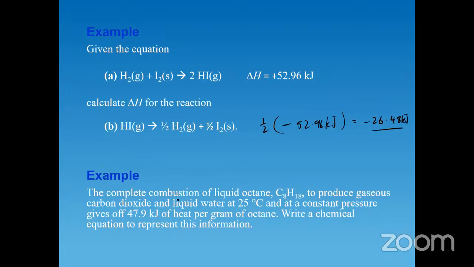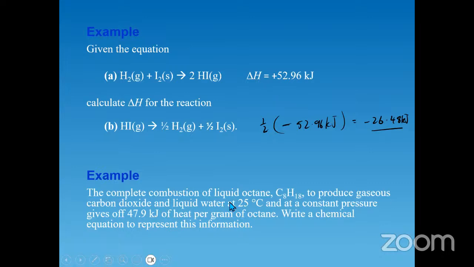It says the complete combustion of liquid octane, and it gives you the formula, to produce gaseous carbon dioxide and liquid water at 25 degrees Celsius and at a constant pressure gives off 47.9 kilojoules of heat per gram of octane. Write a chemical equation to represent this information. Okay, let me explain what this is. I don't think this is actually 100% clear. Basically, what they're asking for you to do is, based on the information provided, write down something like this, including the delta H value. That's what they're asking for, all right?